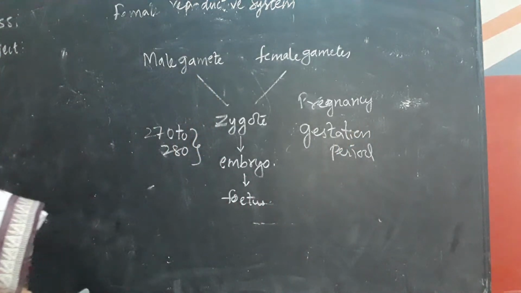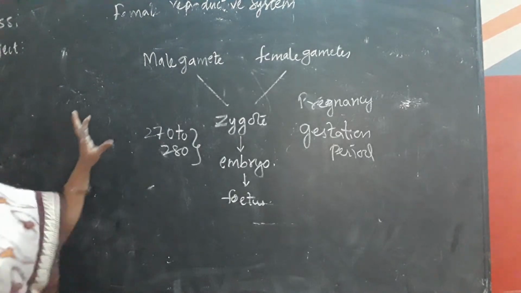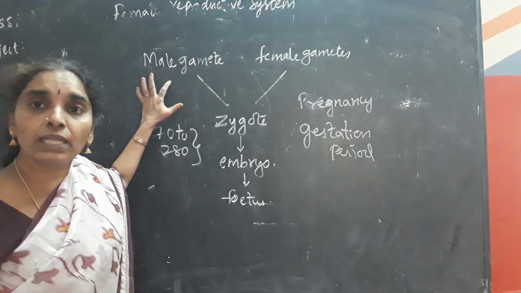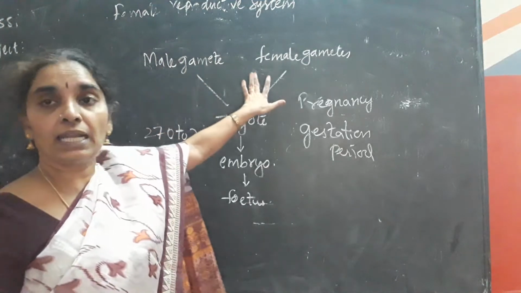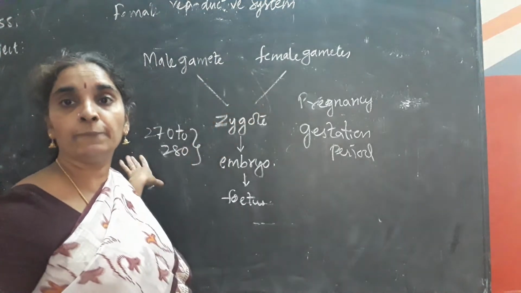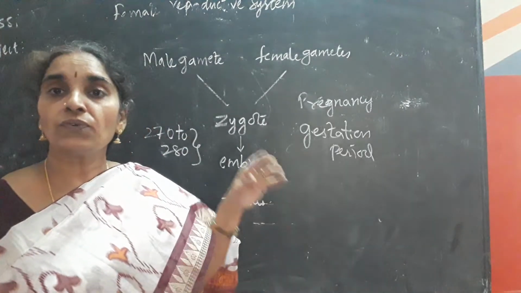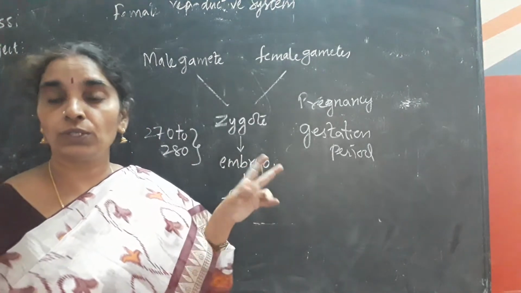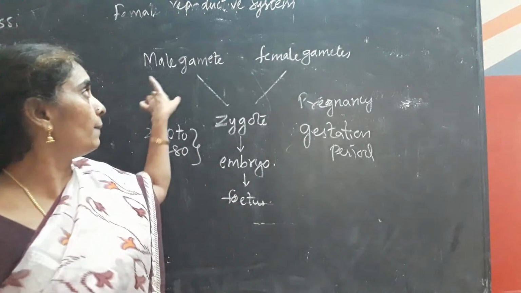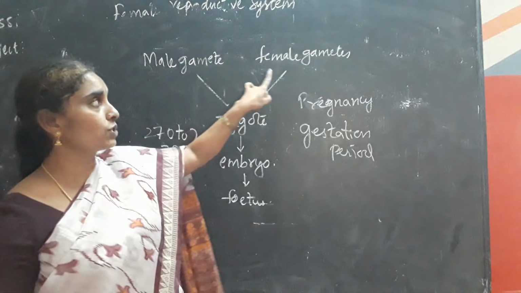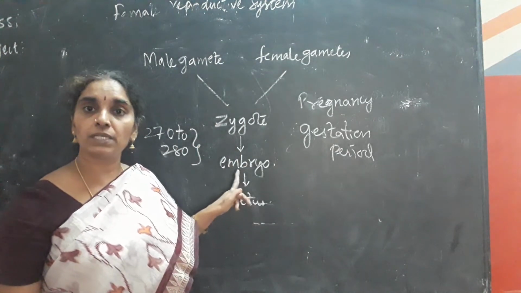Okay, children. The fusion takes place for the reproduction of the new generation, between the male and female gametes, for the further development of the species. So where does this fusion take place? I told you, in the ampulla of the fallopian tube, where the fusion results in the formation of the zygote. The zygote in turn develops into the embryo.